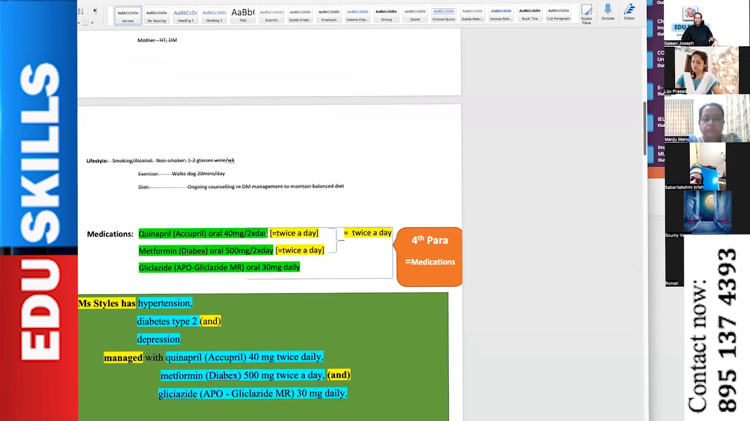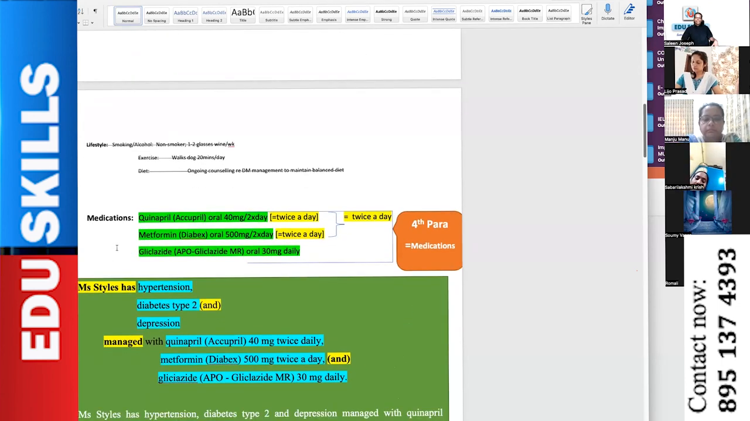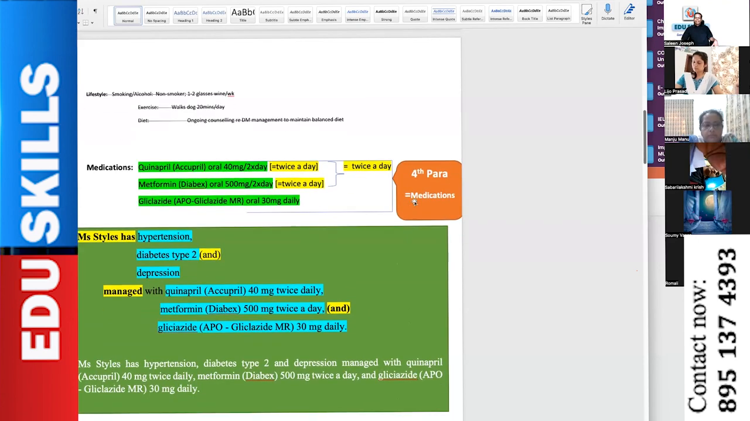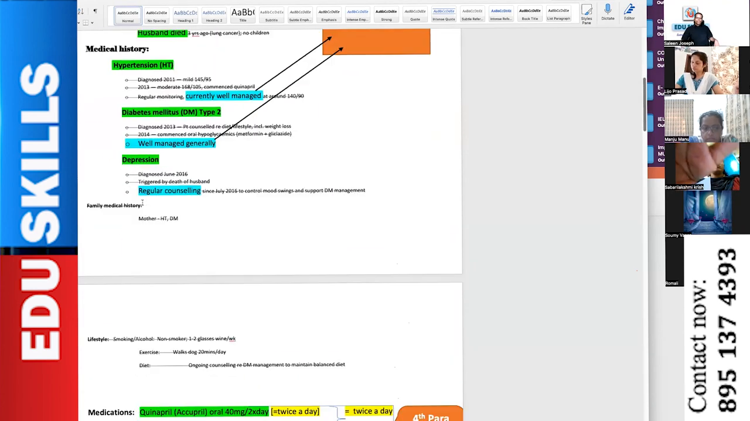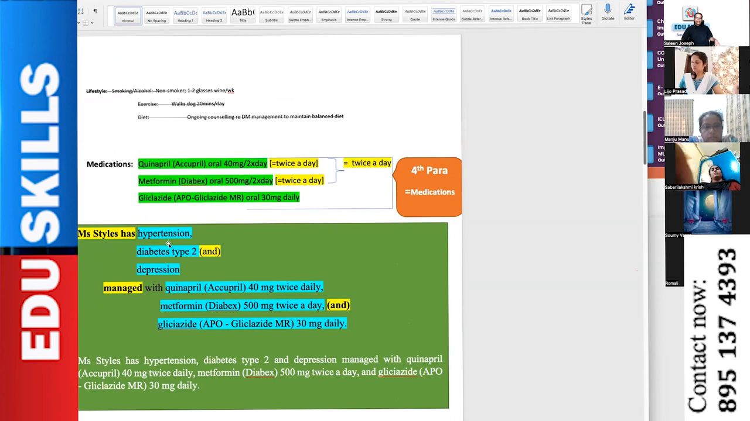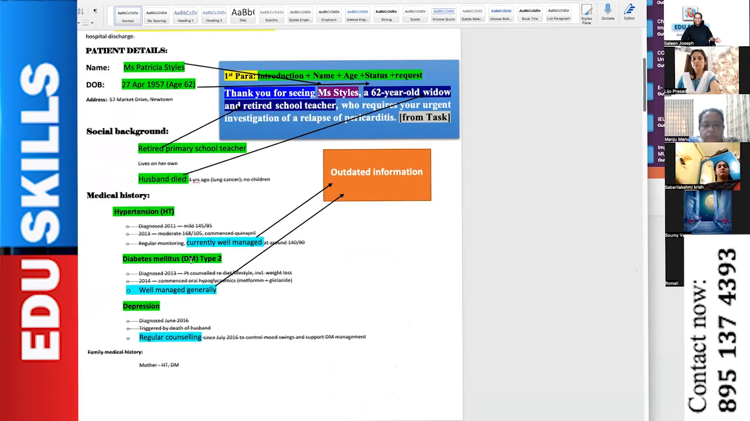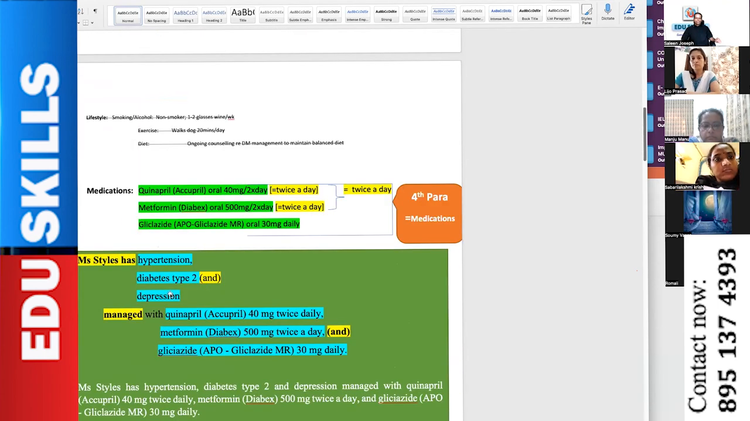We are writing to an emergency department. Now, medications, we have seen it. Medications will come in the fourth para. Now, you see from the case note how you can transform. See here, we have Mr. Stiles has hypertension, the simple sentence. Then you have to put a comma. And diabetes is here. See, diabetes, type 2.